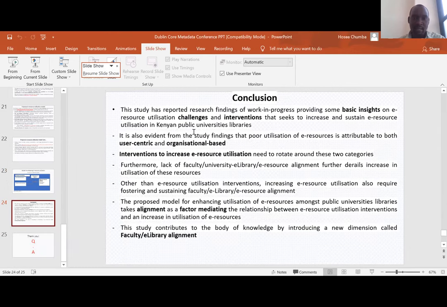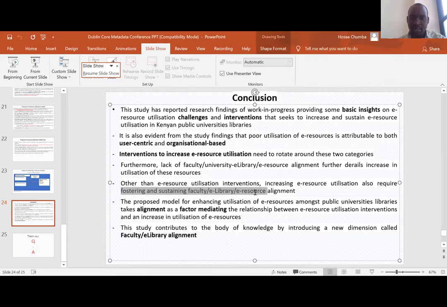In conclusion, this study has reported research findings of work in progress, providing some basic insights on e-resource utilization challenges and interventions that seek to increase and sustain e-resource use in Kenyan public universities. It is also evident from the study findings that the utilization of e-resources is attributed to two aspects, user-centric and organizational-based challenges. However, the interventions need to revolve around these two categories, user-centric and organizational-based interventions. So other than these interventions, increasing e-resource utilization also requires fostering and sustaining faculty e-library alignment.